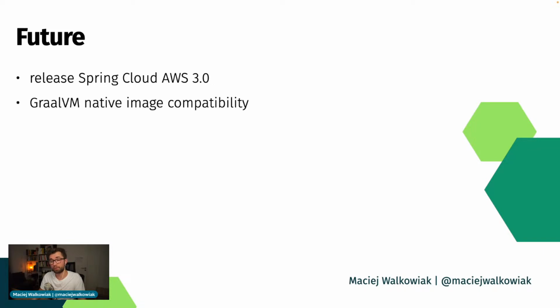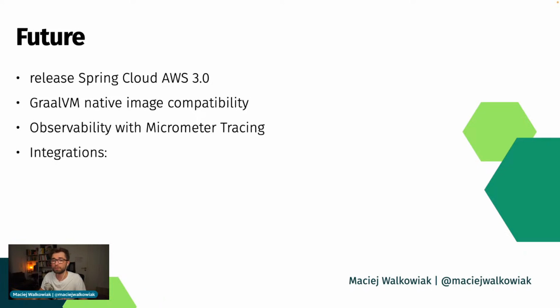For 3.1 and 3.2, we want to provide native image compatibility with GraalVM. Right now, you can already run Spring Cloud AWS with GraalVM, but there are some small missing bits. If you really need to, we recommend that you use the GraalVM tracing agent to discover all the missing native image configuration properties. In the next step, we also want to add observability support with Micrometer Tracing, and of course, add more integrations, especially since for some of them we already have pull requests. So it's App Config, Cloud Map, and maybe we will bring back RDS.